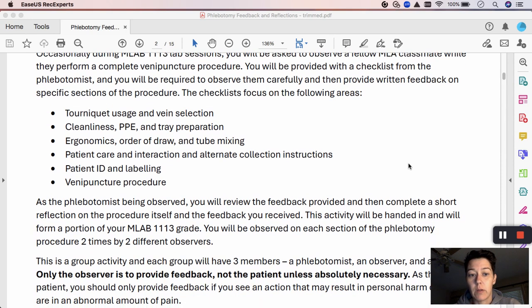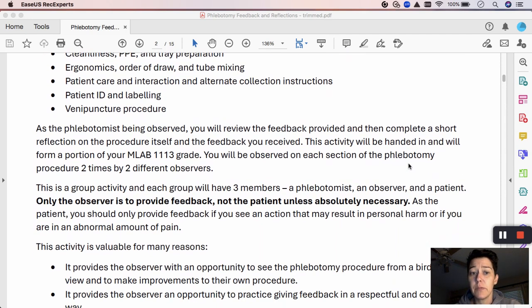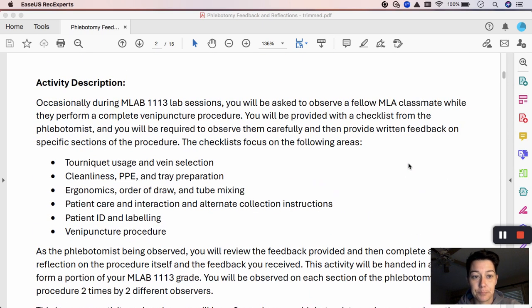The way that this would work is that the phlebotomist will collect a blood sample from the patient while being watched by an observer. The observer has a checklist, which I'm going to show you in a minute, and they are paying attention to the really fine details of the phlebotomy procedure, taking notes as it goes on. Afterwards, the phlebotomist will review that feedback and will reflect on the feedback that they received as well as the procedure and how it went for them.